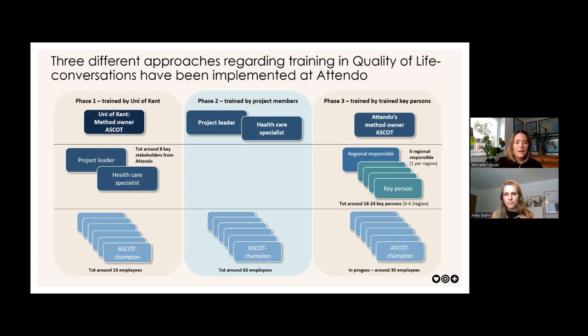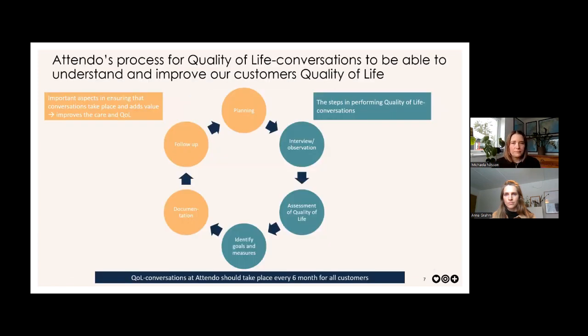Yes. Next, I will talk a little bit about how we work with the quality of life conversations at Attendo. We've made it up in 6 steps, and the first step is planning. Planning involves both the overall plan for the unit or the nursing home, and it can be in terms of when to do the quality of life conversations.